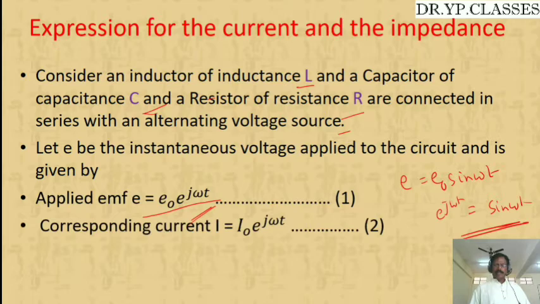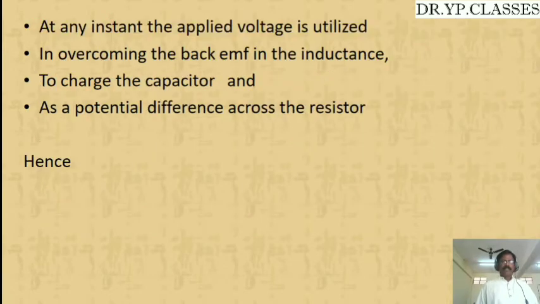So what is the corresponding current? The applied EMF is E = E₀e^(jωt), and the corresponding current is I = I₀e^(jωt).